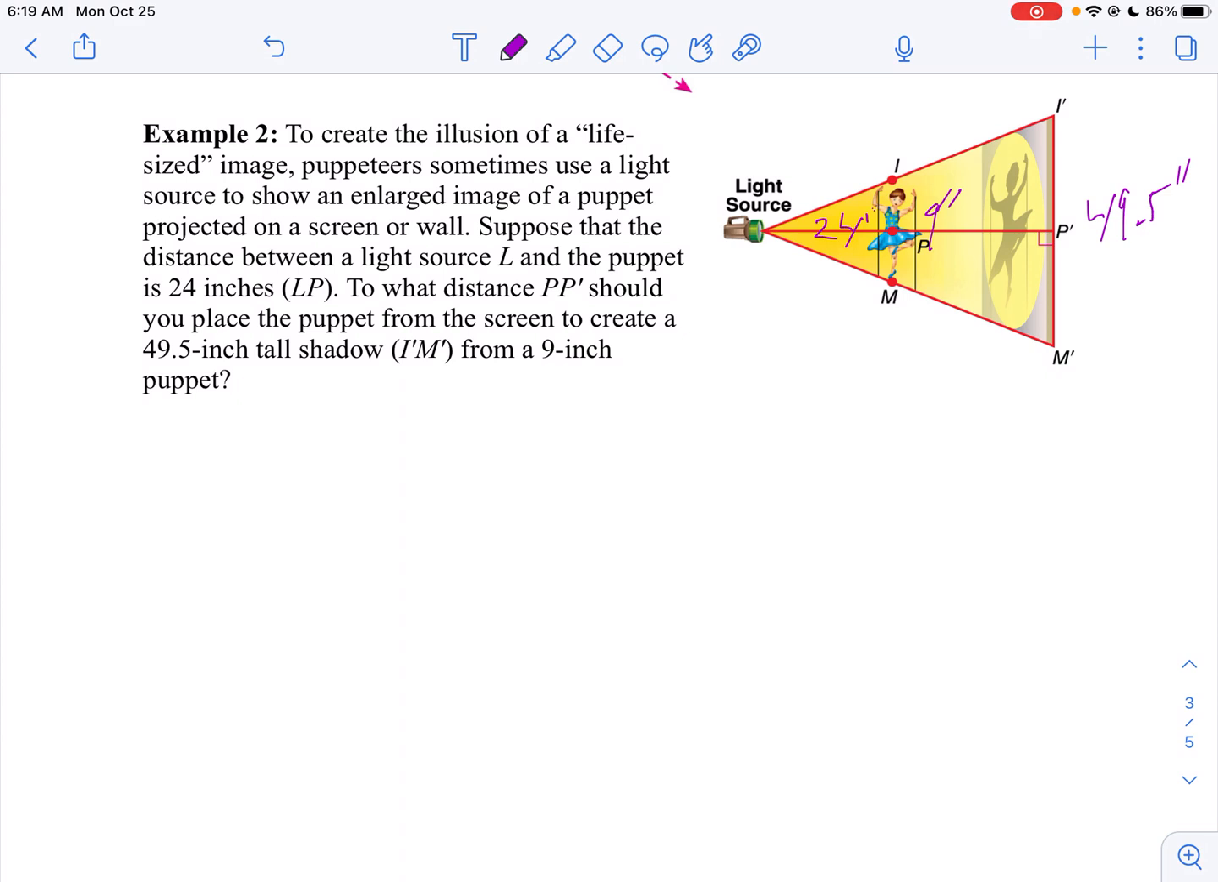I want to find the distance from the light source to the wall, because that's my big triangle. So I'm looking at from L to P prime. I'm going to call that y. y is to, well, the distance to the light source, so it'll be 24 inches. Now I'll compare that to the heights of the puppet. So the height of the puppet is 49.5 inches.